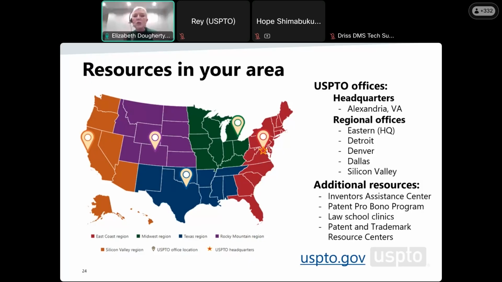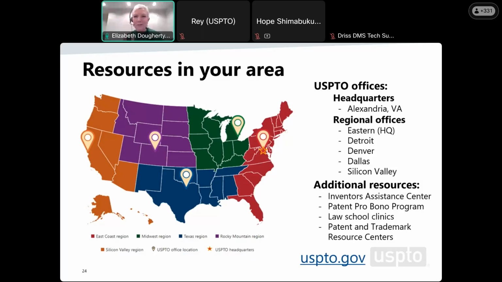When you go to our state resources page like this, you can select any of the states within the United States, and you will be provided with a link to additional resources, including the Patent Pro Bono program, which covers that state or region, the law school clinics that are located in that state or region, patent and trademark resource centers that are located in that region.